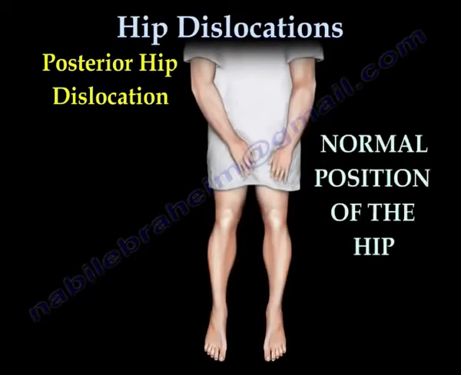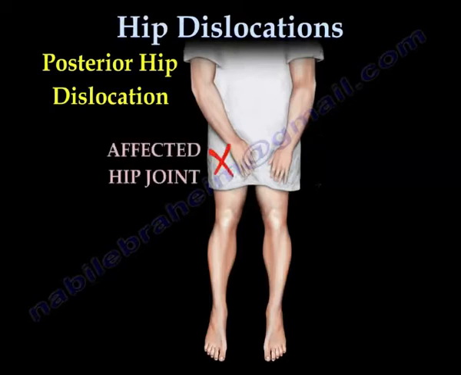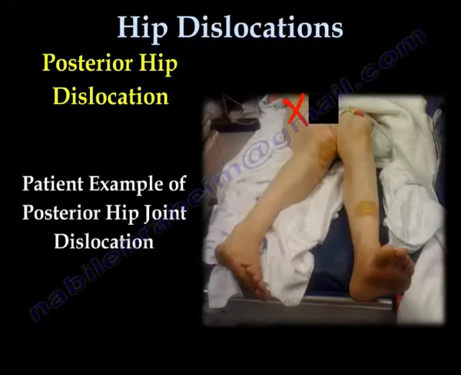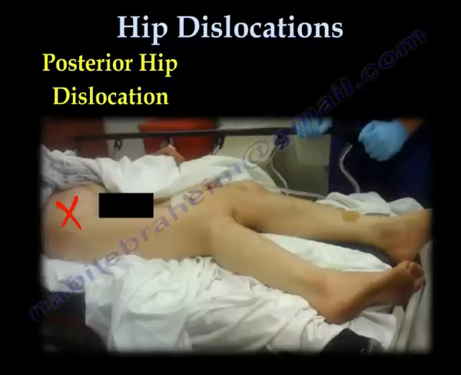Here is the normal position of the hip. Here is the position of the extremity after posterior dislocation. Here is a patient with posterior dislocation of the hip. You can see the internal rotation of the right lower extremity.